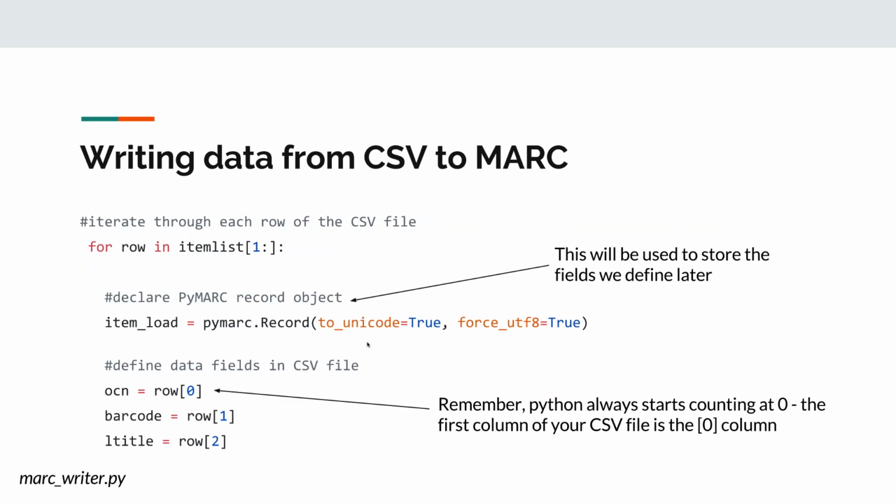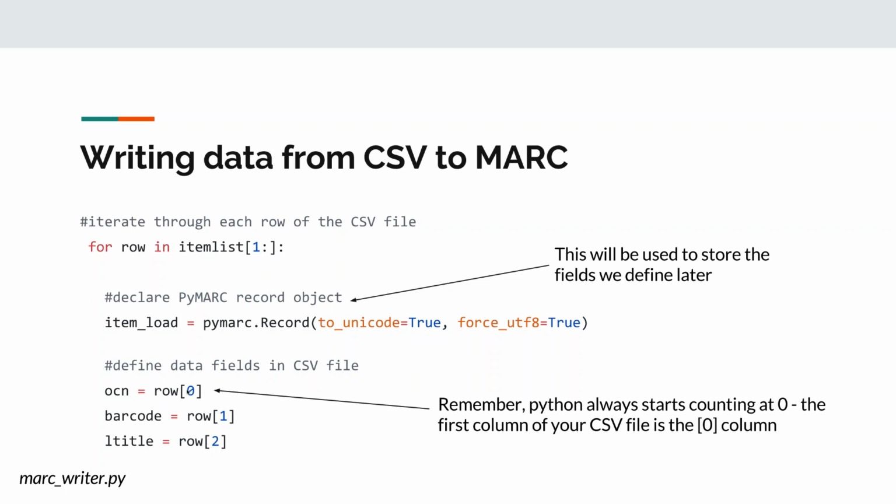Okay, so now we're going to iterate through each row. So that's the syntax for record in reader. This time we're dealing first with CSV, we're not dealing with MARC records. So now we're looking at CSV files, we're going to go for each row in the CSV file. We're going to create a PyMARC record object. So for each row, we're creating a record. That's what this PyMarc.record is doing.